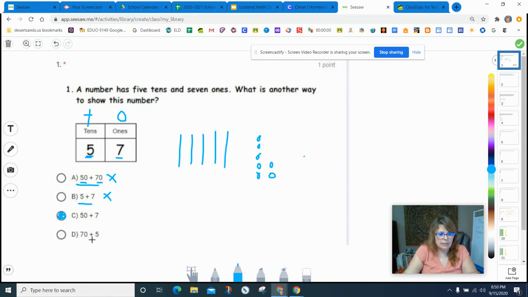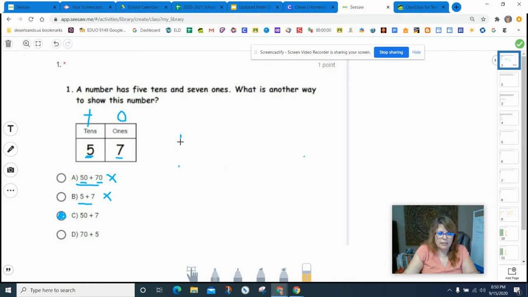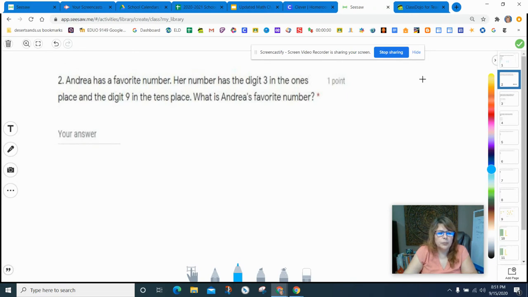Then I have 70 plus 5. So I'm going to check that one. I'm going to put 70 plus 5. Now, there's another way that I can do this one. I could put 70 in my head because I'm adding 5 ones, so I can just count on. So 70, 71, 72, 73, 74, 75. 75, it looks like this. 75. It's not 57, so it's not a good choice. So my best choice was C. Let's go to the next question.